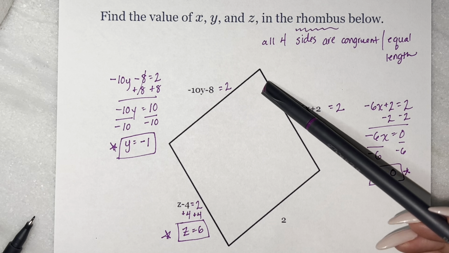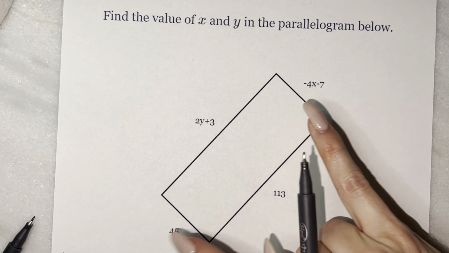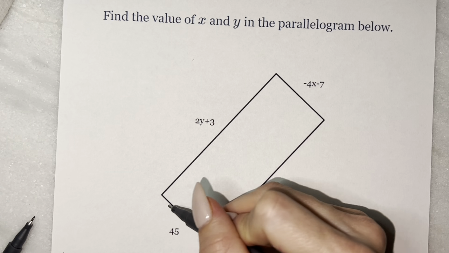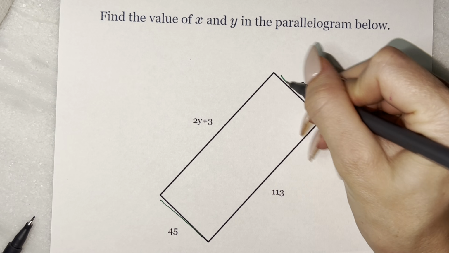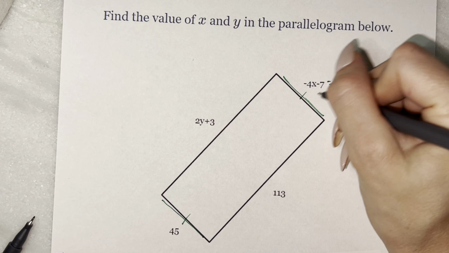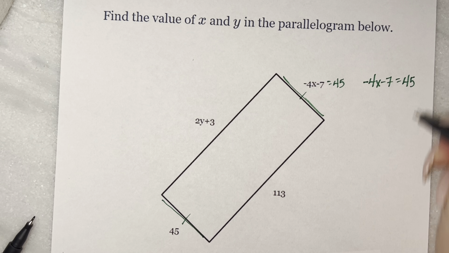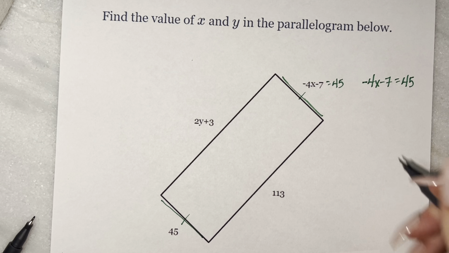All right, last one. This one here, we're talking about a parallelogram. Now, not a special parallelogram of a rhombus, just a normal parallelogram. So this normal parallelogram, remember the opposite sides are equal. So if this side's 45, this side is 45. So let's see, I would do negative 4x minus 7 equals 45. This one's too hard for me to do in my head.